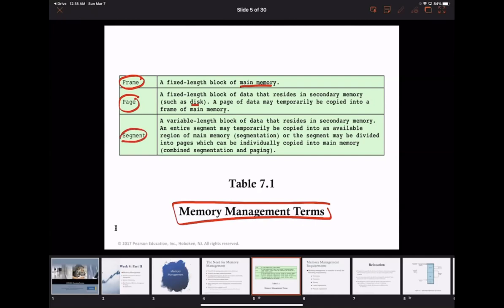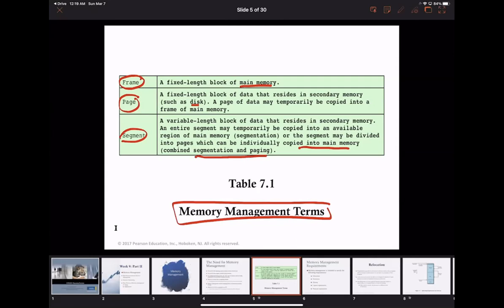Segment, on the other hand, is a variable length block of data that also resides in the secondary memory. An entire segment may temporarily be copied into an available region of the main memory. That's why we call it segmentation. Or the segment may even be divided into pages. Later on in the lecture, you will see me talking about segments as a portion of multiple pages, such that it could be divided into pages, which can be individually copied into the main memory, not necessarily in the same address or the same location in the main memory. And at this point, we are combining segmentation and paging philosophy.